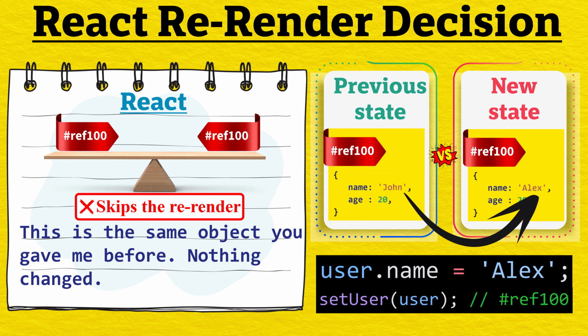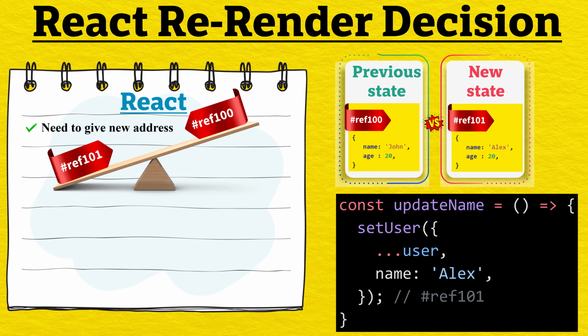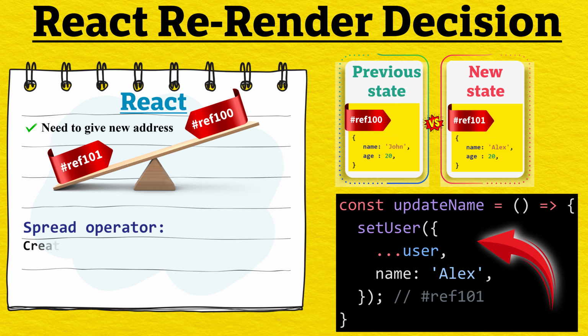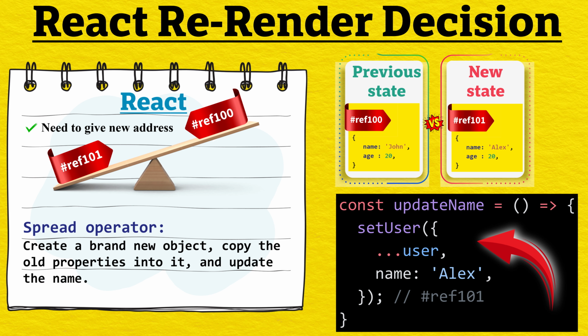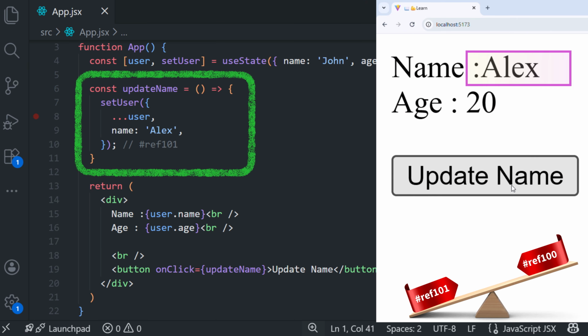To trigger a re-render, we need to give React a brand new memory address, and we do that by creating a new object. The spread operator tells JavaScript, create a brand new object, copy the old properties into it, and update the name. Now React sees a different memory reference and it correctly triggers a re-render.